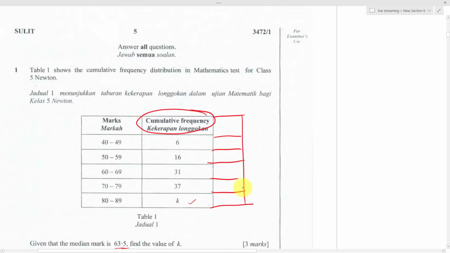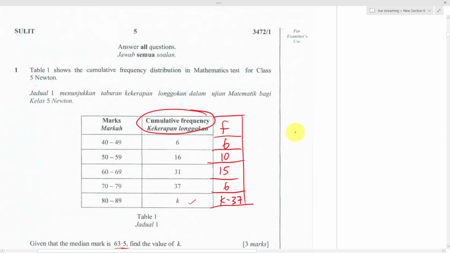I'm going to call it F here. The first one is just 6. The second one for this class is 16 minus 6, which is 10. This one is 31 minus 16, which is 15. Then this one will be 6, and then this one will be k minus 37. Okay, this is the frequency of each class from the cumulative frequency.